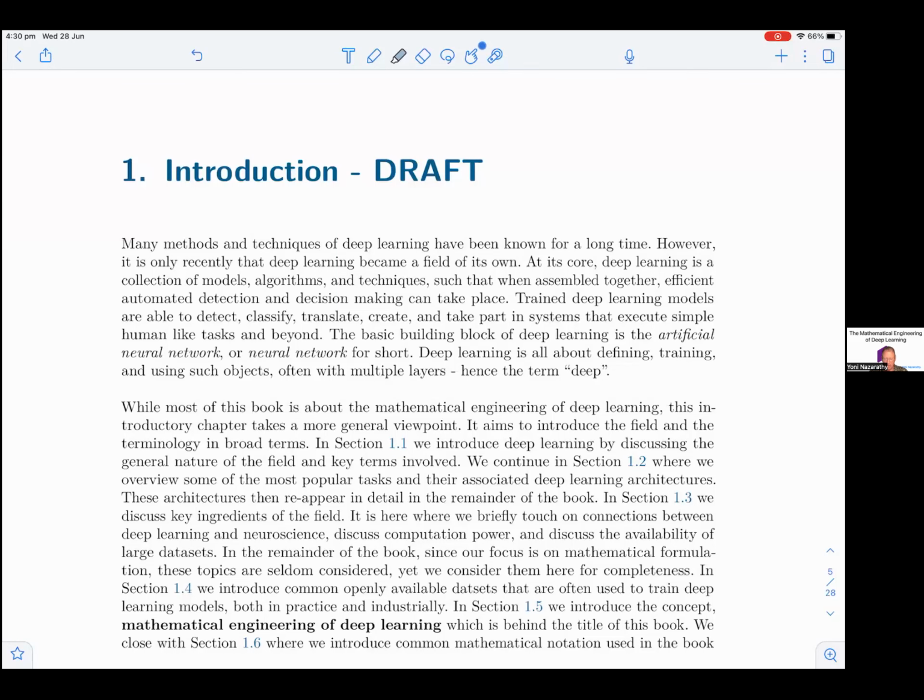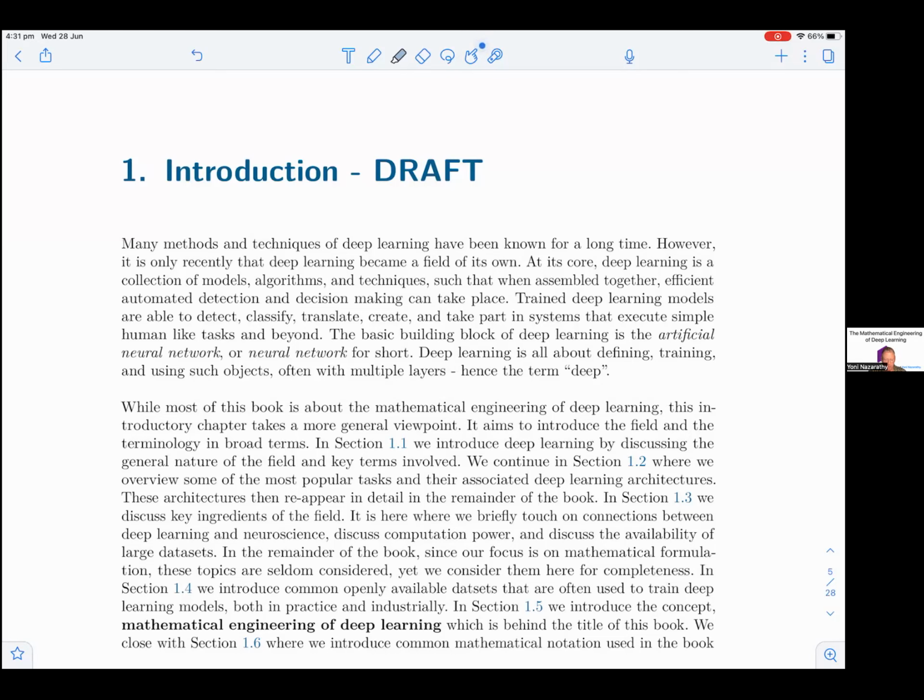Chapter 1, Introduction. Many methods and techniques of deep learning have been known for a long time. However, it is only recently that deep learning became a field of its own. At its core, deep learning is a collection of models, algorithms, and techniques such that when assembled together, efficient, automated detection and decision-making can take place.